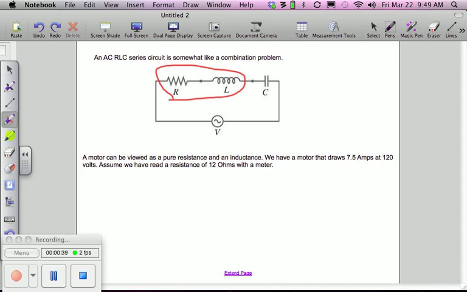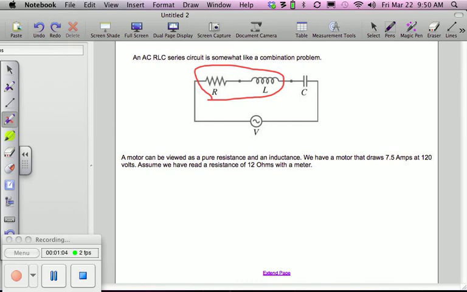So a motor can be viewed as a pure resistance and inductance. In this particular case, we're going to say that we have a motor that draws 7.5 amps at 120 volts. Now, if we know that, and we've already taken the resistance of the windings, and the total resistance is 12 ohms, and we've read that with a meter, then we know a couple things.